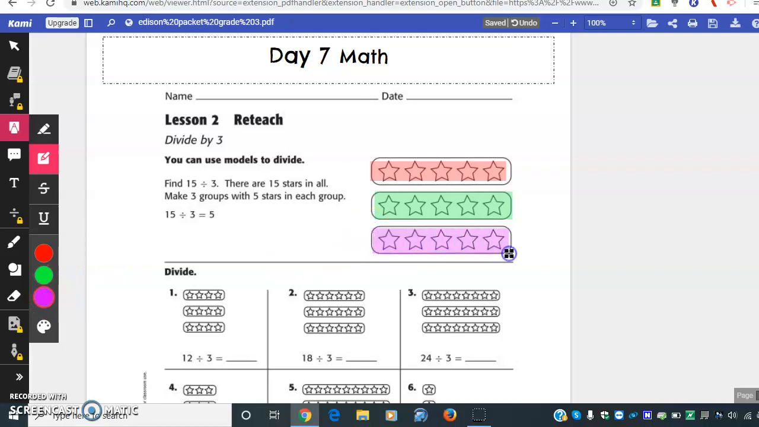And when you're dividing, you're just trying to tell me how many are in each group. Since each group is the exact same size, if this one has 5, 1, 2, 3, 4, 5, then so does this one and so does this one because they are equal groups. It's not division unless it's fair, right? So then the answer is going to be 5 because there are 5 stars in each group.